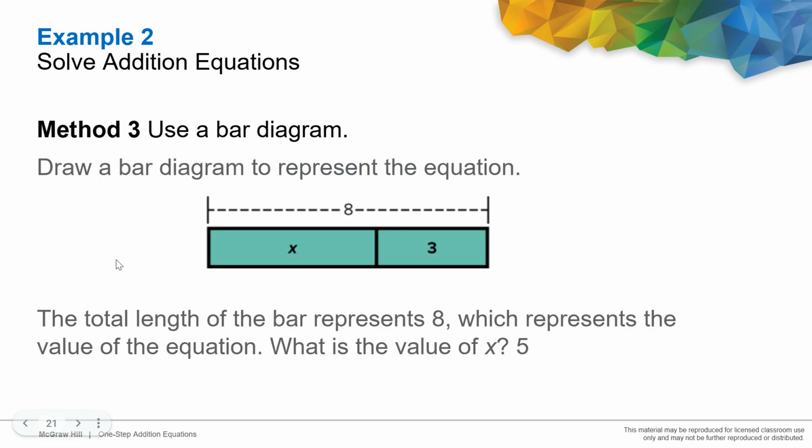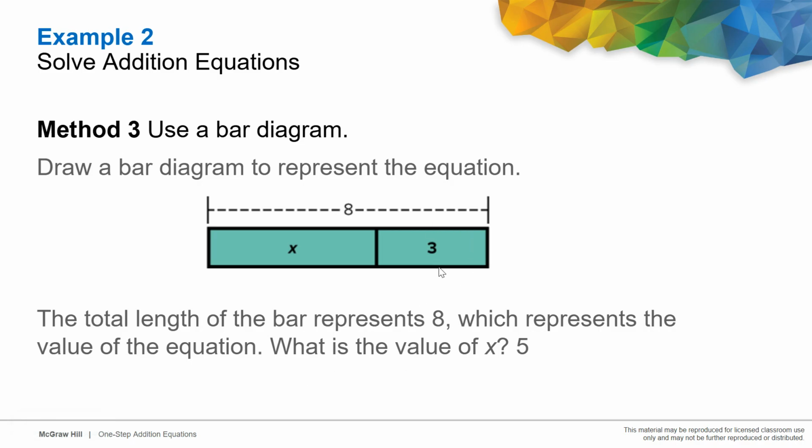You also could use a bar diagram if you really like this visual representation. You would have to put your tile to be x and then another tile to be 3 here, and this whole thing together equals 8, and that is from the original equation. The total length of the bar represents 8, which represents the value of the equation. What is the value of x?